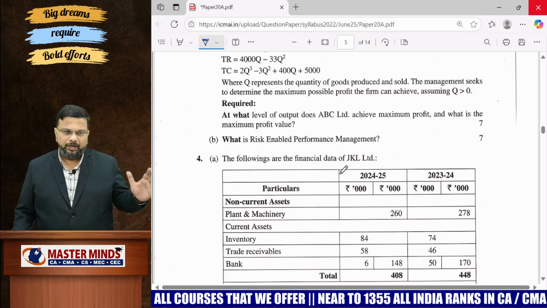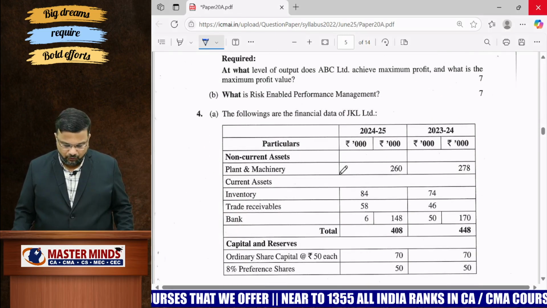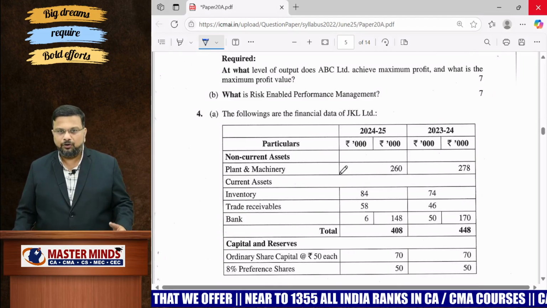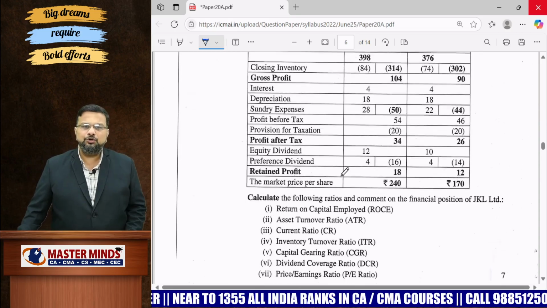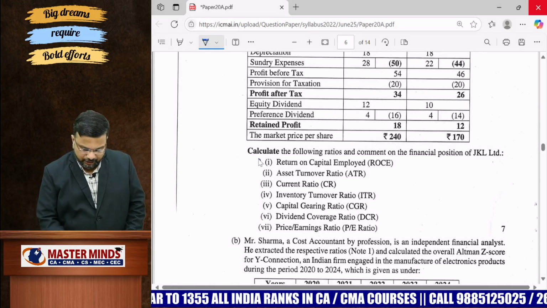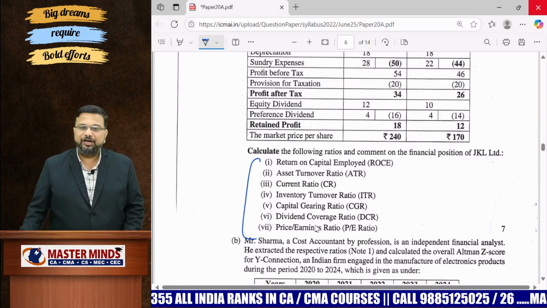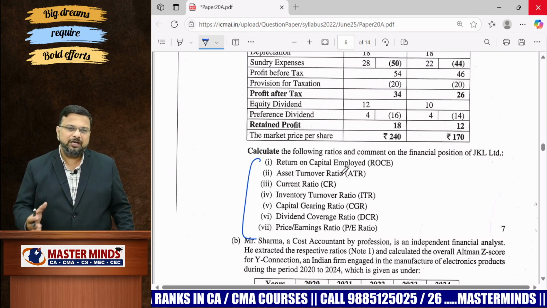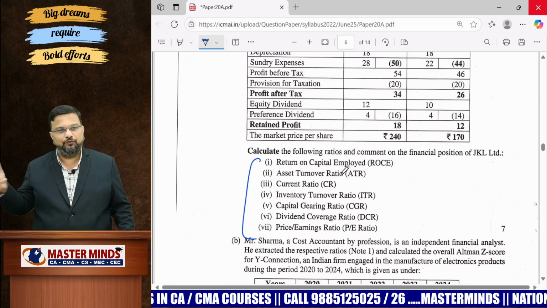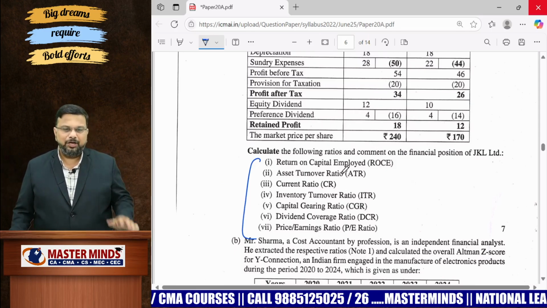And this is about 2A, 2B and 3A, 3B. When it comes to 4A, they have given you all the information, that is the balance sheet of the company, and they have asked you to calculate all these 7 ratios. 7 ratios, okay. You should be able to do it easily, because most of the ratios are already covered in your BV, right? So you can do it easily.